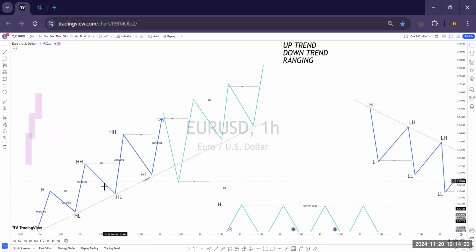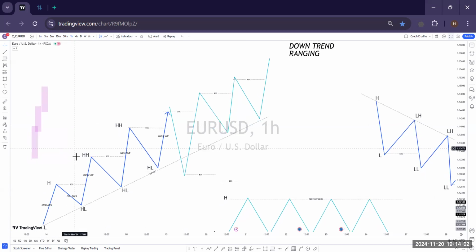Sorry for the break in transmission. So we have the impulsive move, pullback, impulsive, pullback, impulsive, pullback, impulsive. So once price is pulling back, it is to grab liquidity. And once price is going up, creating an impulsive move, price is also grabbing liquidity.